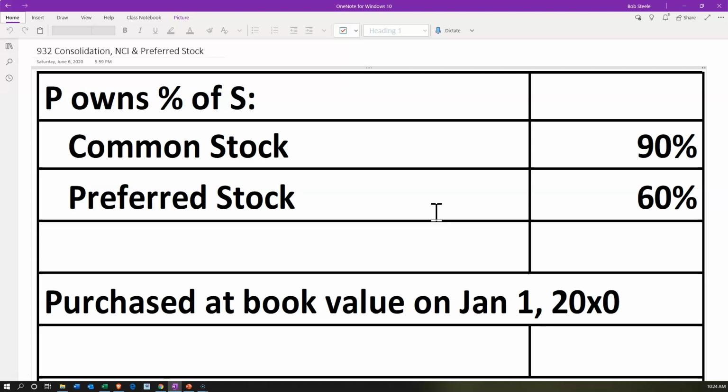So we have P owning a percentage of S. P is going to be the parent. S is the subsidiary. The common stock is going to be 90%. The new thing we're concentrating on here is the preferred stock. P owns 60% of S preferred stock.